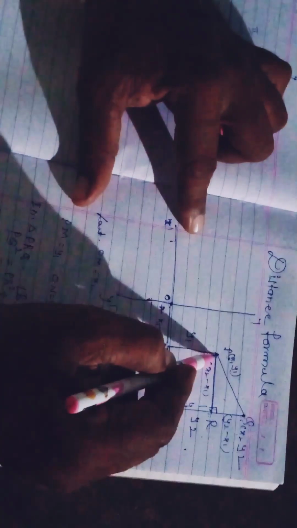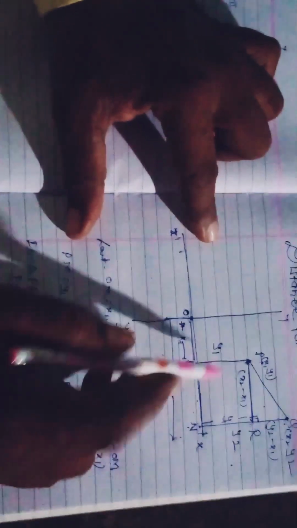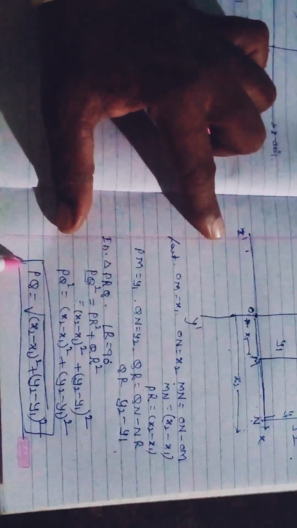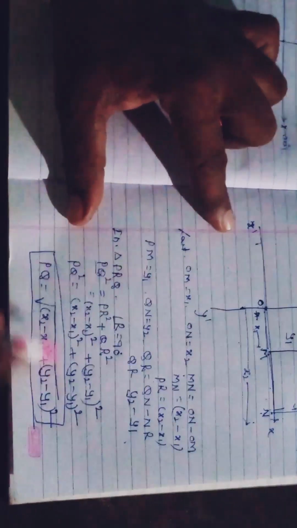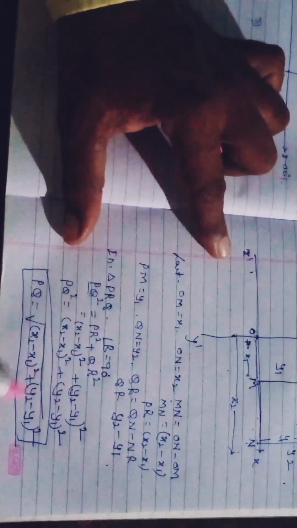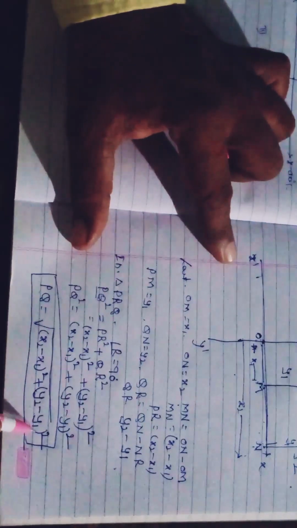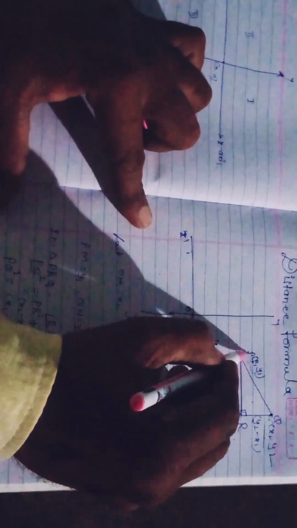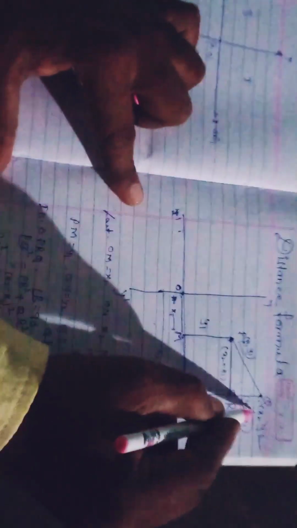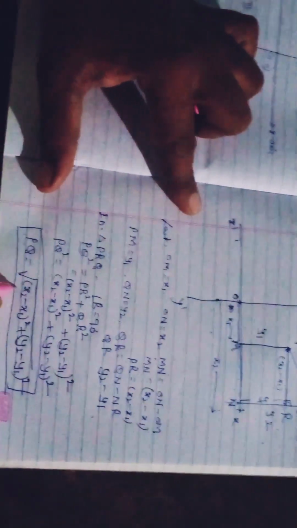That means the distance between the two points P and Q, between two points in any quadrant, first, second, third or fourth quadrant. We can use the formula PQ is equal to the square root of (x2 minus x1) whole square plus (y2 minus y1) whole square, when the coordinates of point P are (x1, y1) and of point Q are (x2, y2). This formula is known as the distance formula. Okay.